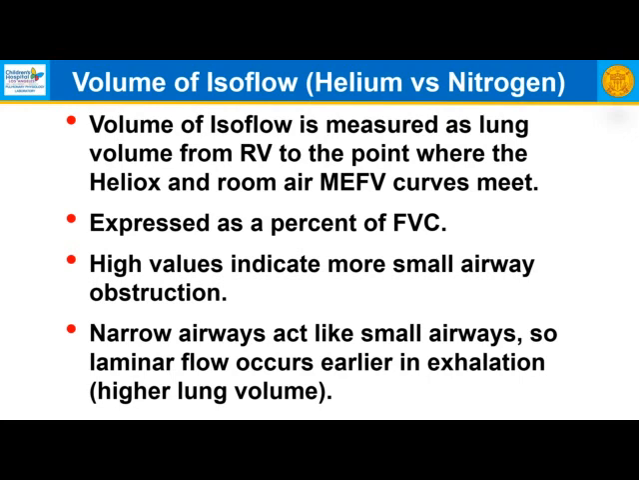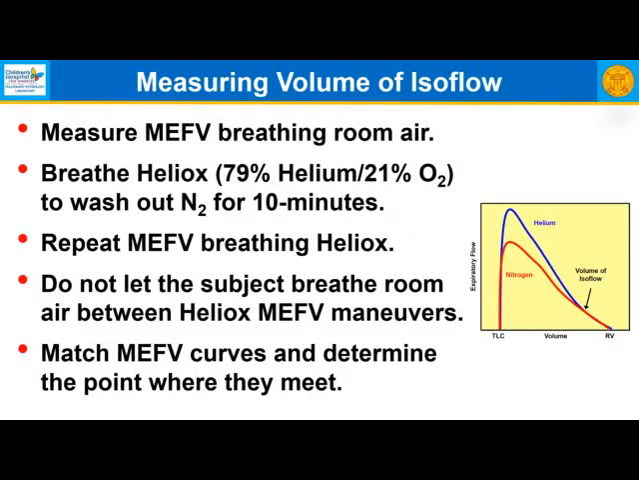Higher volumes indicate more small airway obstruction. Narrow airways act like small airways, so laminar flow occurs earlier in exhalation at higher lung volumes. So for a volume of isoflow, a higher volume is bad. It means you have more, if you will, small airway disease.